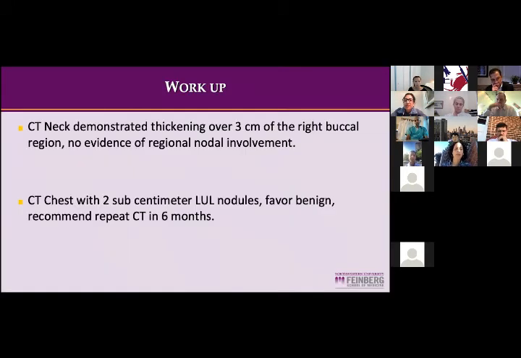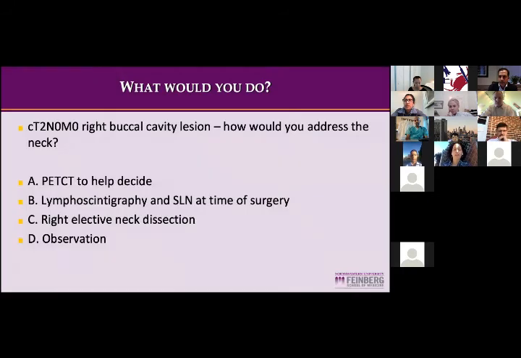His preoperative workup consisted of a CT neck that demonstrated thickening over 3 centimeters on that right buccal region. There was no evidence on scans or on clinical exam of any regional nodal involvement. His CT chest was fairly typical in that he had some sub-centimeter nodules in the left upper lobe, and they recommended repeat imaging.